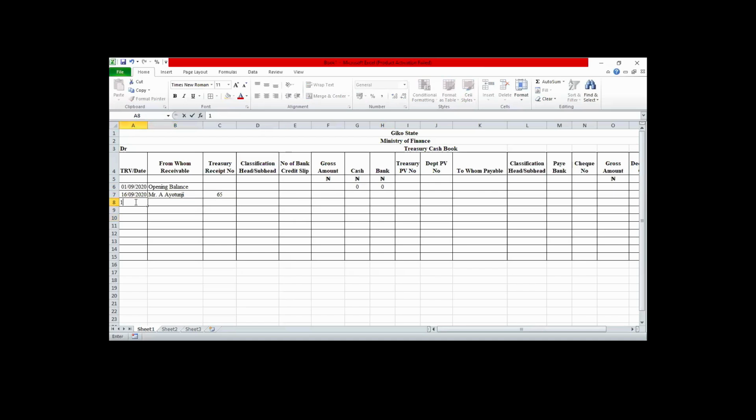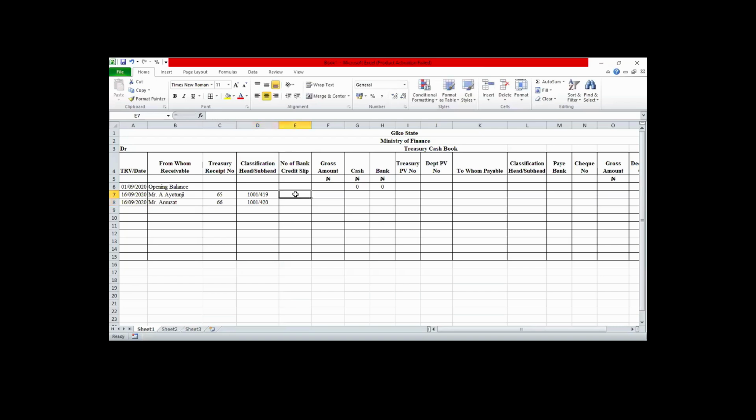The second transaction also took place on the same date. That one is Mr. who? Mr. Amsat. What is the receipt number for Mr. Amsat? 66. Now, what is the head and subhead? The head for the first is 1001 slash 419. Then the second will also be 1001 slash what? 420. Is it clear?